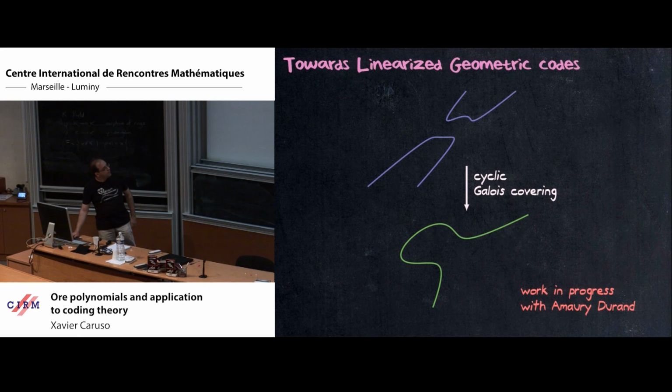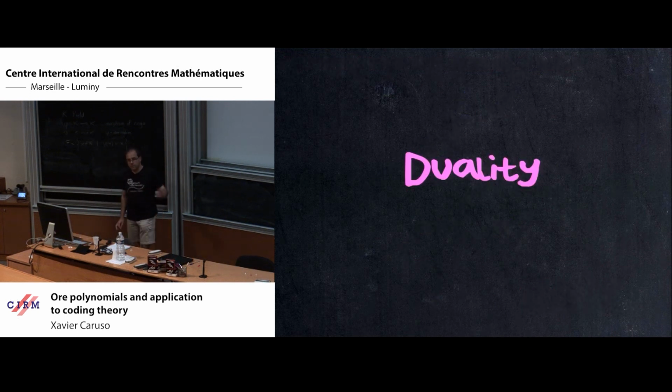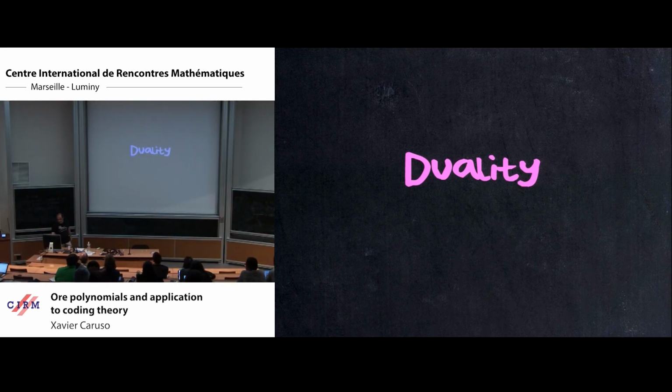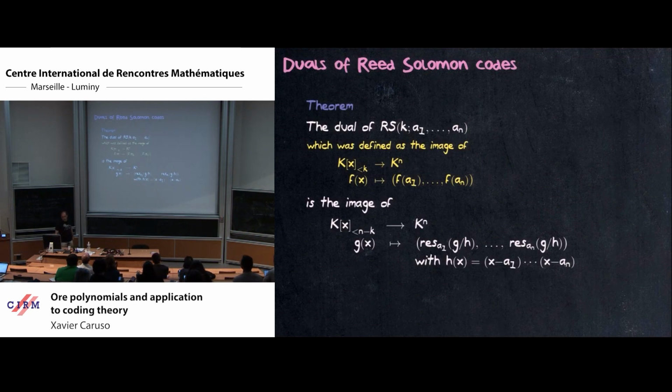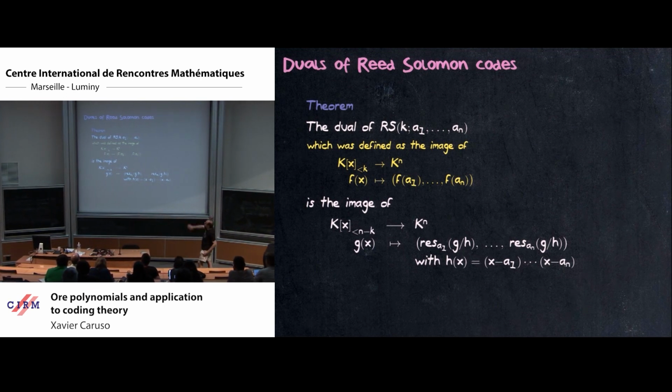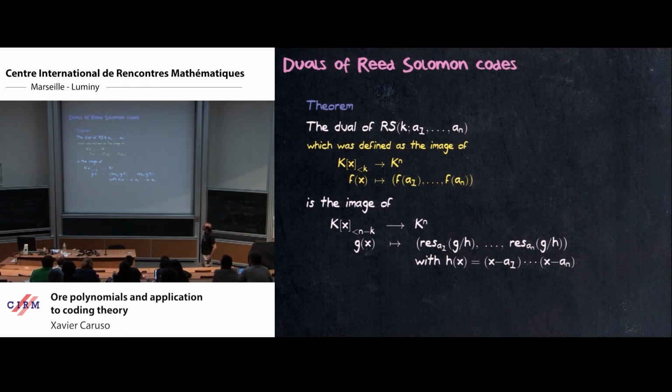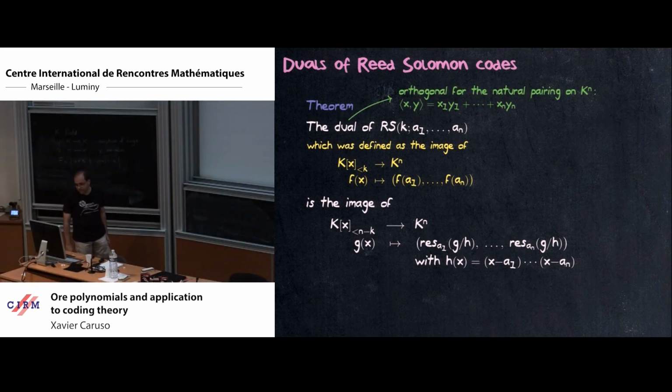Okay. So in the 5-10 minutes I will just want to speak about duality. Maybe I won't finish what I want to say about this, but I think it's important. So the starting point is this theorem. If you have a Reed-Solomon code, which was defined, I remember, by this evaluation formula in the very classical setting, then we can define the dual of this code. So by definition, the dual is the orthogonal for the usual standard product of k to the n, the natural pairing.